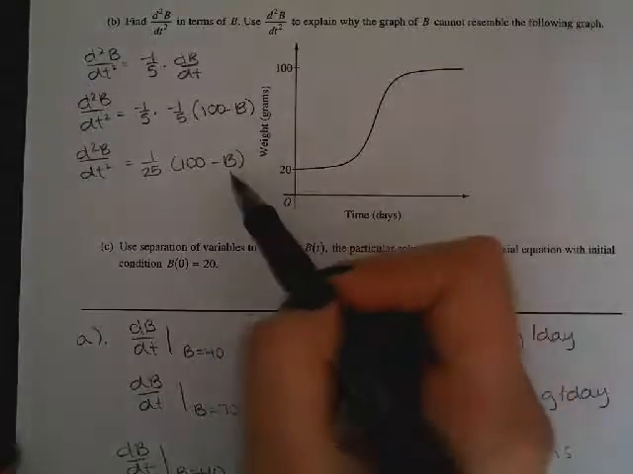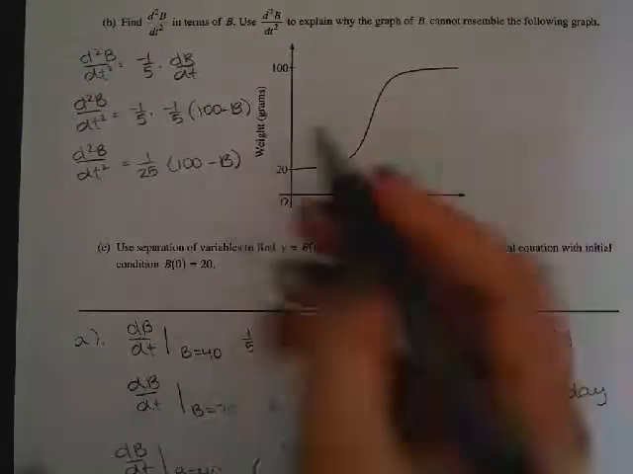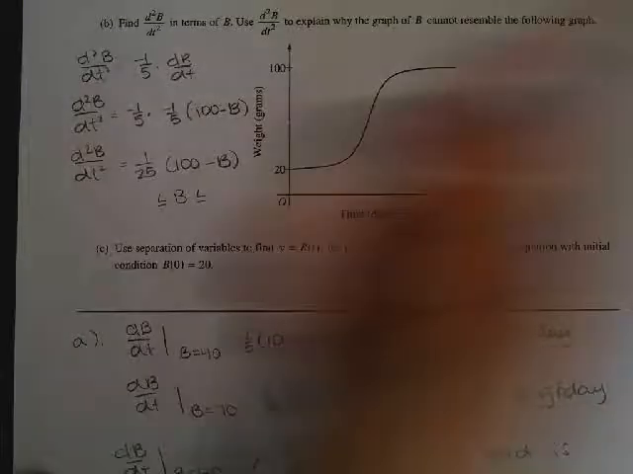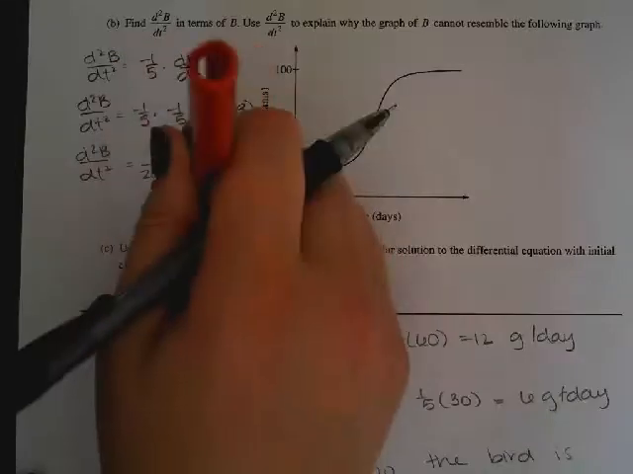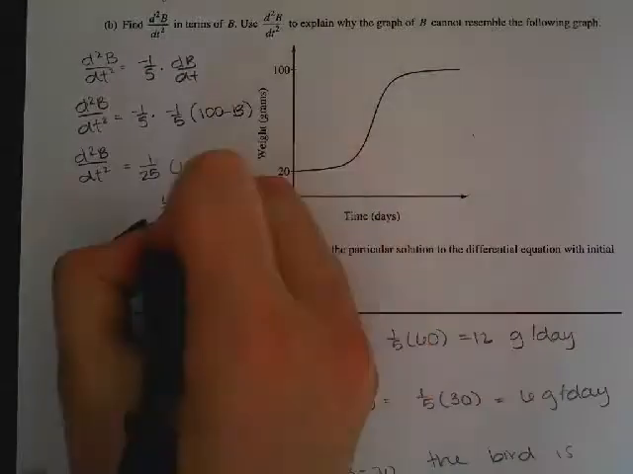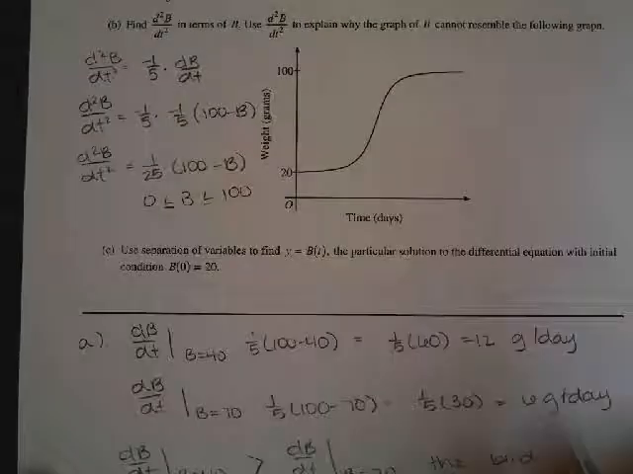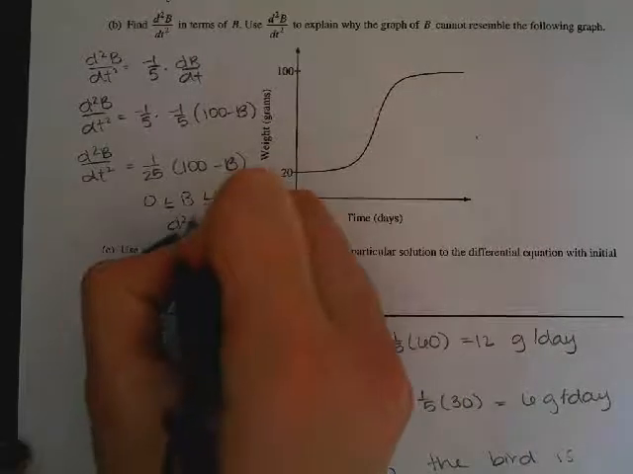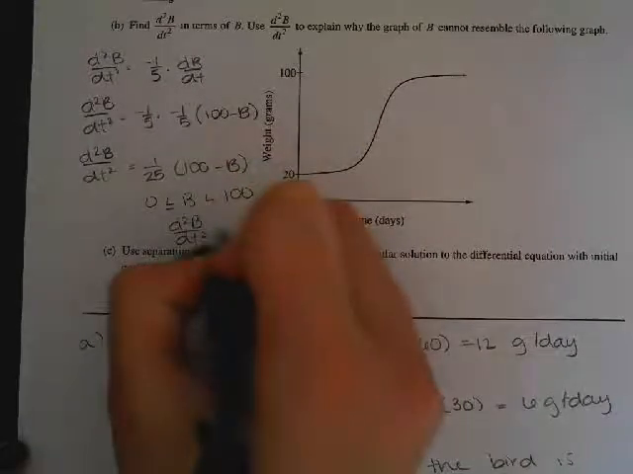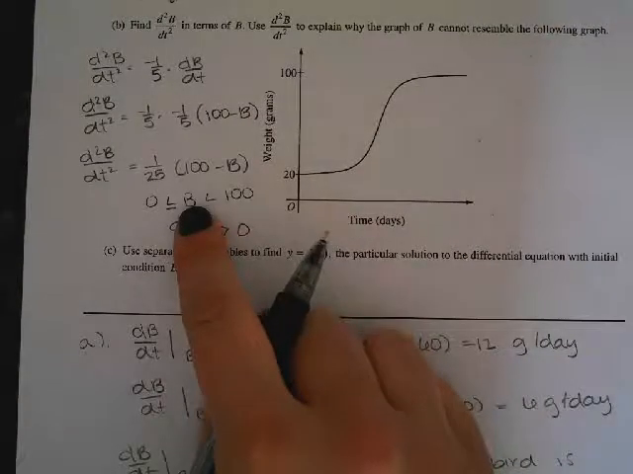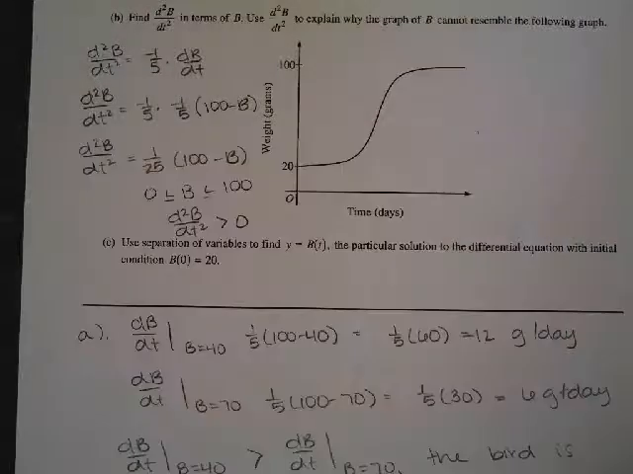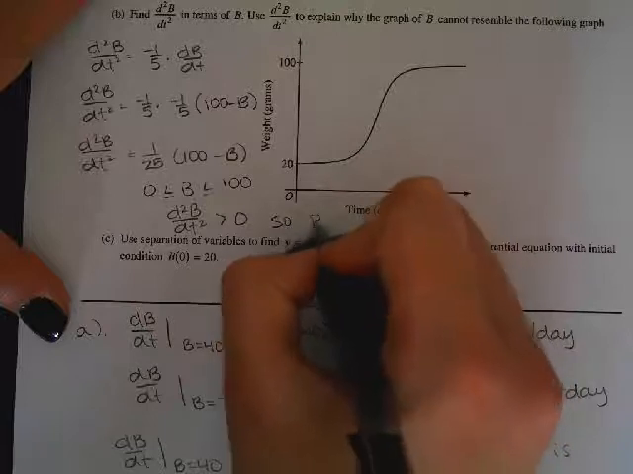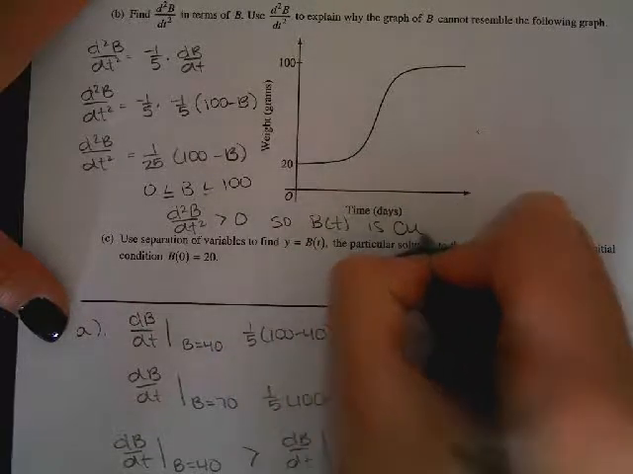Okay, so when I look at this, this means that for a B value that's between 0 and 100, this is going to be positive, which means the graph is concave up. So B of t is concave up.